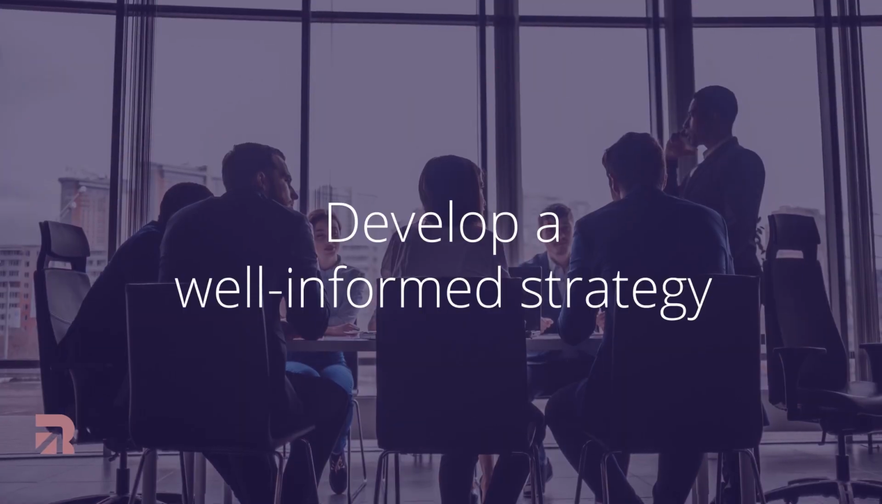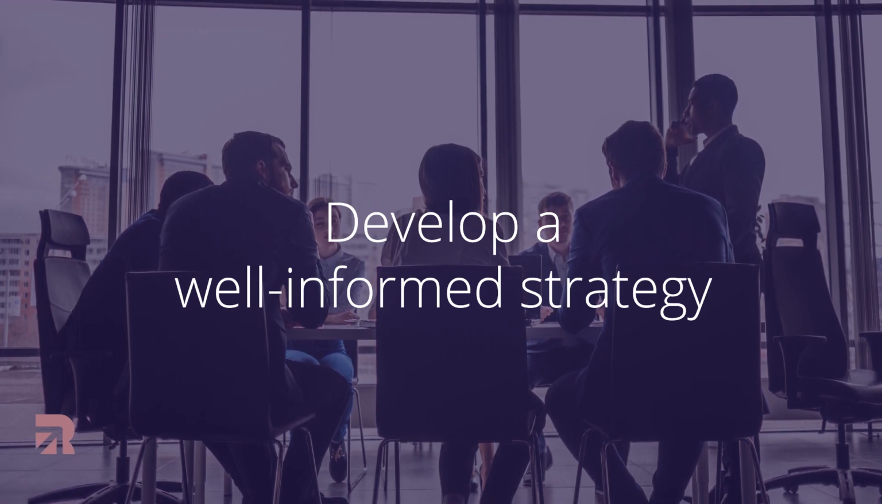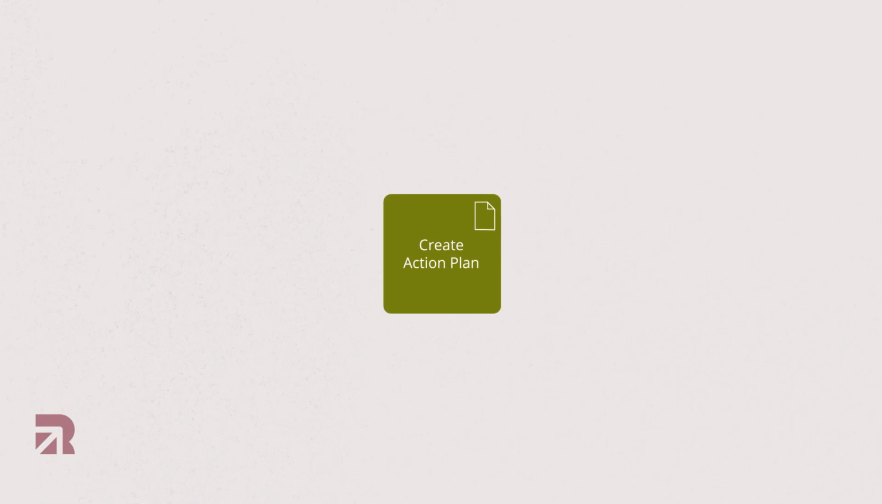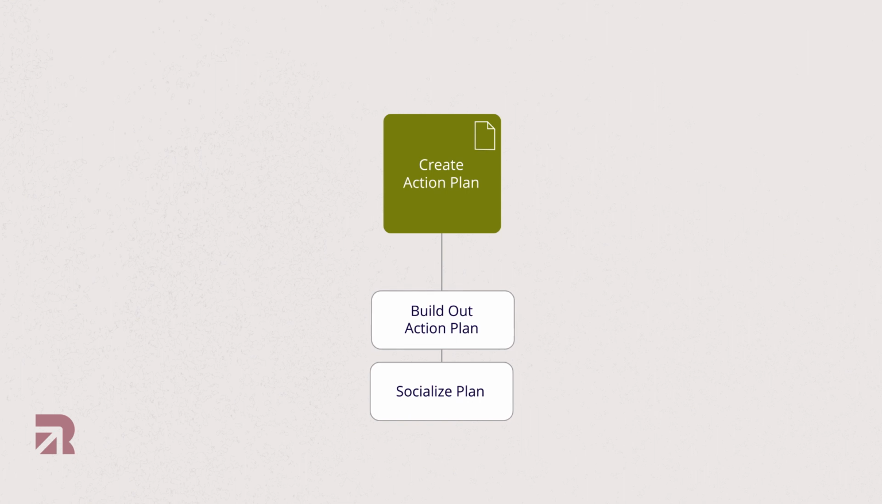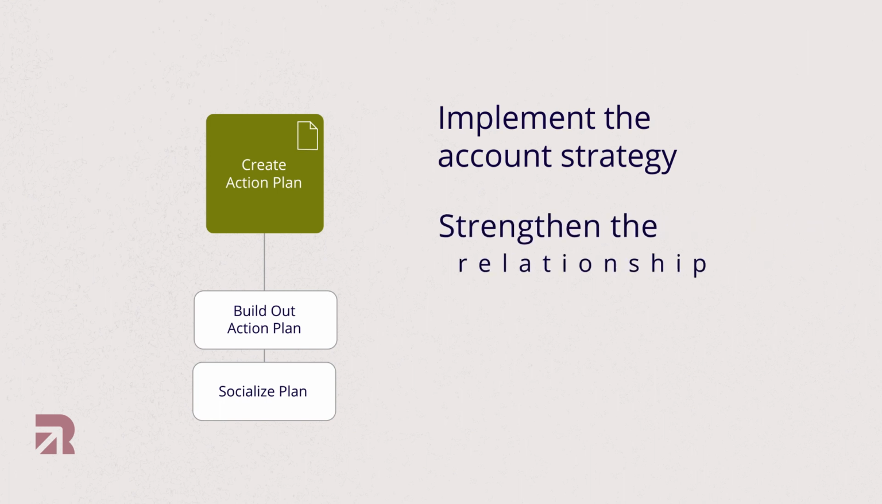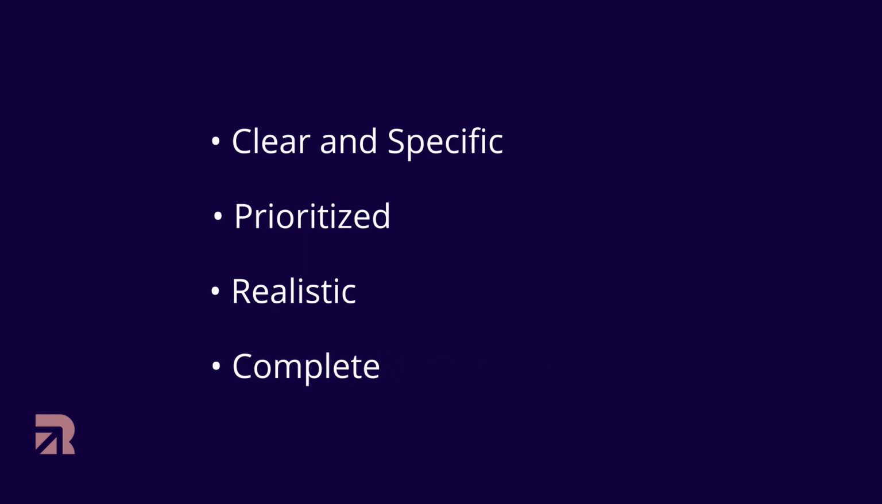Based on your assessment and the goals and objectives you've identified, you can now develop a well-informed strategy to guide you in the most efficient and effective path to reach them. The final activity of the strategize stage is to create your action plan. You will create an action plan to implement the account strategy, strengthen the relationship, and determine the priority opportunities you want to pursue. Your action plan must be clear and specific in what, when, and who, prioritized in order of importance, realistic as to not waste time on unachievable opportunities, and as complete as possible.